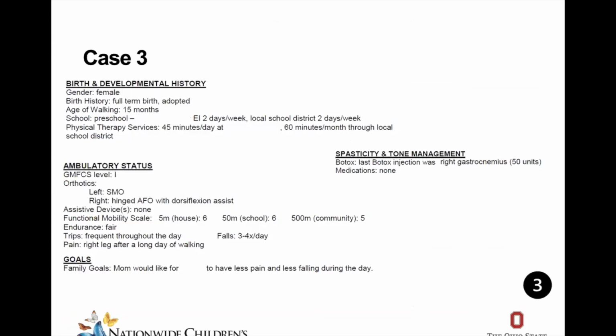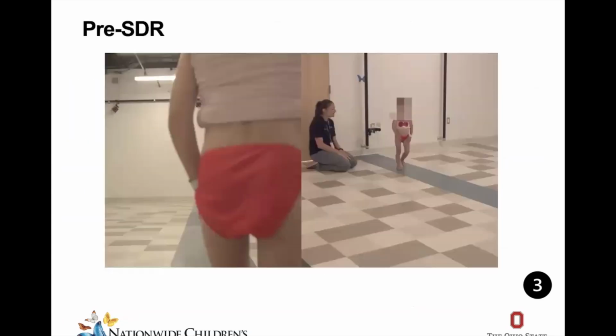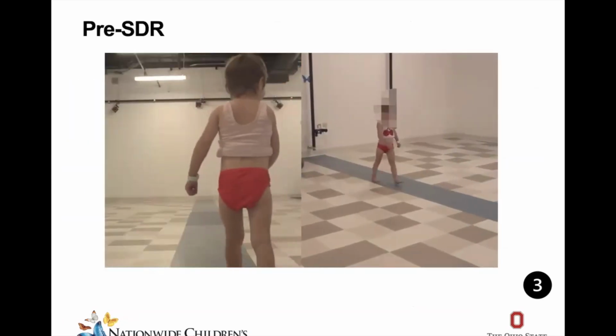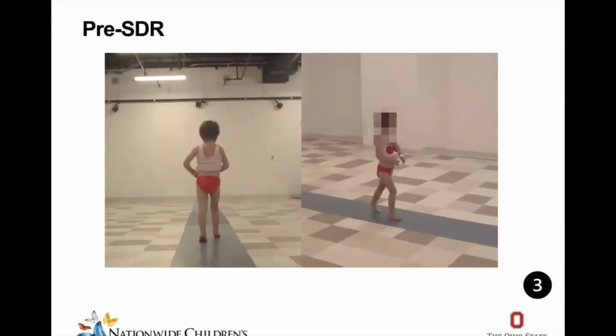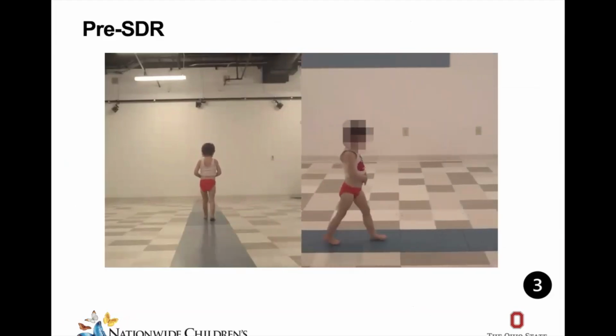What do they look like? We'll go through a few cases here. This is age of walking at 15 months. This is a GMFCS level 1 child. Orthotics are a left SMO and a right hinged AFO with dorsiflexion assist. Goals: mom would like to have less pain and less falling. This is what they look like pre-SDR. Obviously, one side's worse than the other.